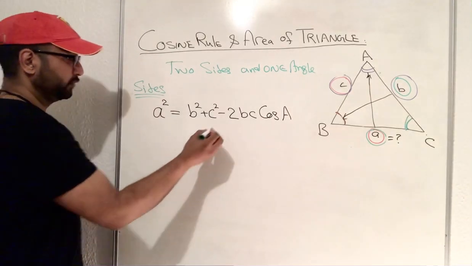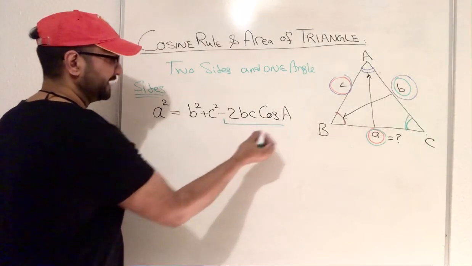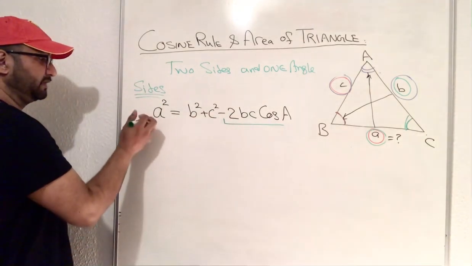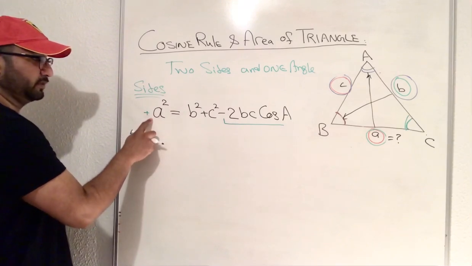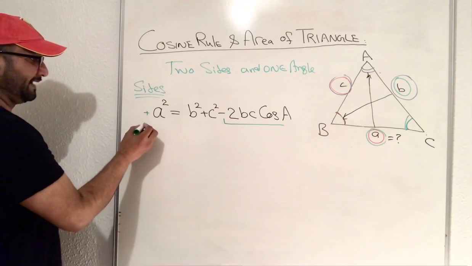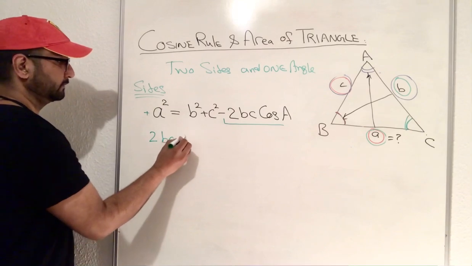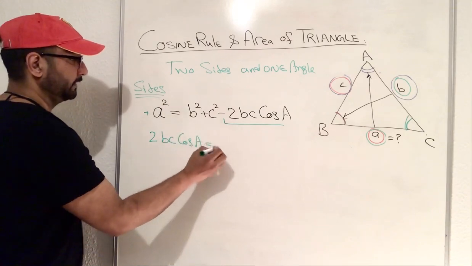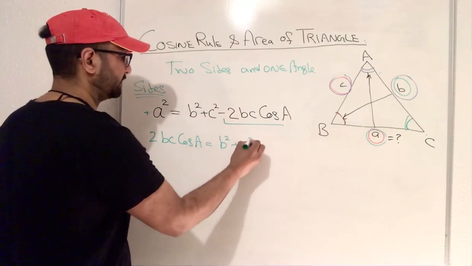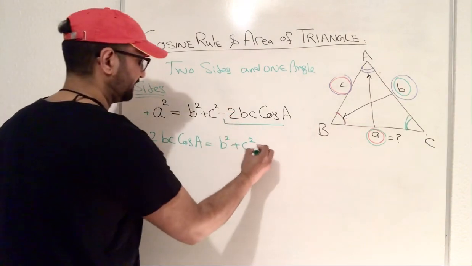So now here you can see this value is negative. If we bring that value to the other side, it becomes positive. If this is positive and we put it on the other side, it's going to be negative, just like when you add or subtract. So that becomes 2bc cos of a. What's remaining here? b squared plus c squared. That was positive. If we're sending it to the other side of the equal sign, that becomes negative.